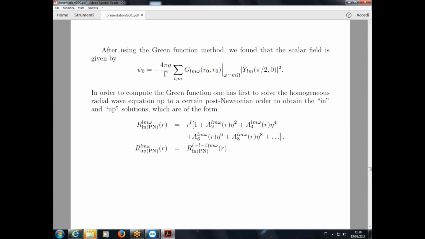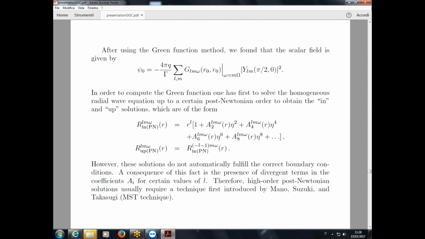So in the end, we need to write the homogeneous equation like this, plus a perturbation, and then you solve for any post-Newtonian order you want. But the problem is, if you do this, for some values of L, you have divergent terms. So to include the non-singular parts, we need to use the Japanese technique given by Mano, Suzuki, and I don't remember the other name, Takasugi.